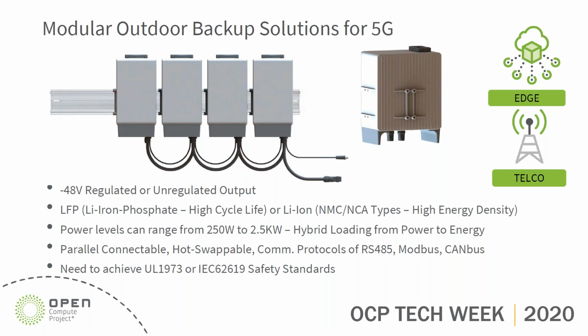Most of them we're seeing at 48 volt. Most of them are unregulated output because we're pretty much assuming that it's tied in with the rectifier. So depending on how you do your power architecture, you could run the battery power back through the regulated portion of the rectifiers, or depending on your loads, they may be able to support a wider input, really from about 40 to 58 volts on the input type.